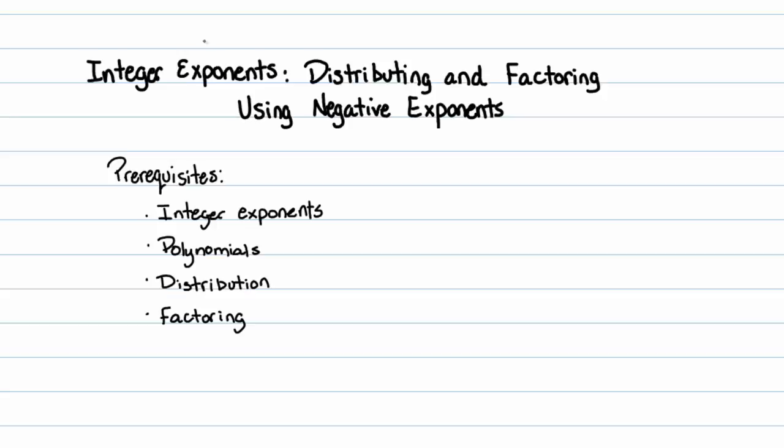At this point, we're going to look at some polynomials and factor them by factoring out expressions or factors with negative exponents, or we're going to distribute into a polynomial a factor having a negative exponent. So the prerequisites here are that you have to know what an integer exponent is and how to use them. You have to know a little bit about polynomials. It's assumed that you've already done a lot of work with those and that you know how to distribute into a polynomial and how to factor out of a polynomial.